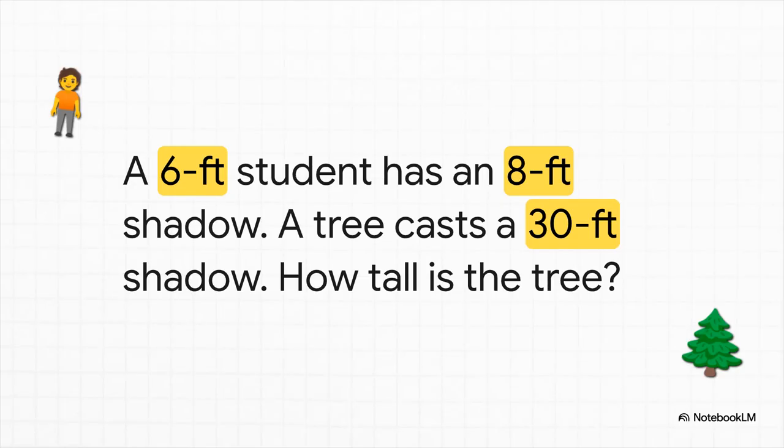Let's dive into problem 14. This is a classic shadow problem. A student who's 6 feet tall casts an 8-foot shadow. At the very same time, a tree nearby casts a 30-foot shadow. So the big question is, how tall is the tree? The secret here is realizing the student and the tree create similar triangles with their shadows.